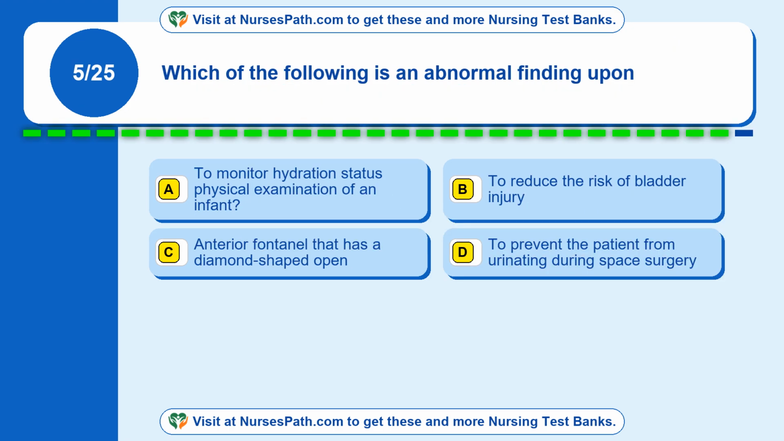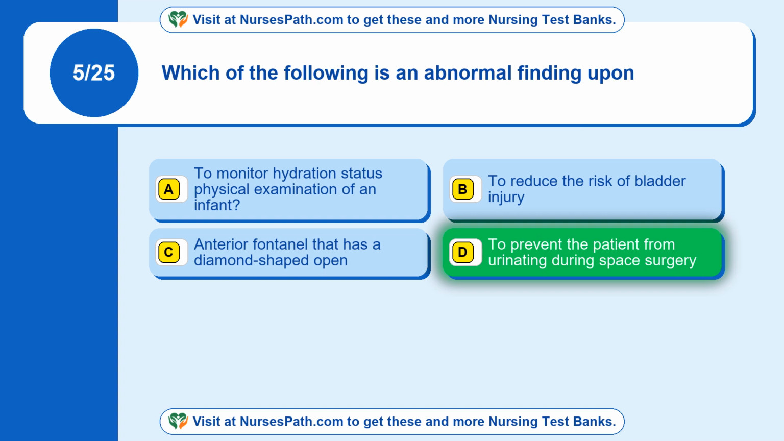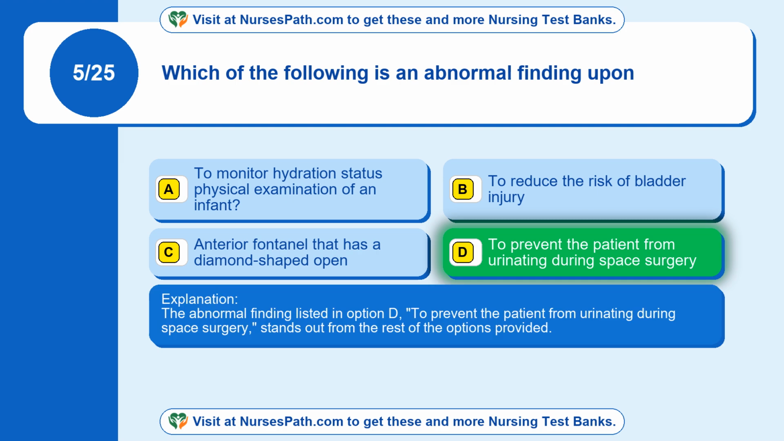Question 5. Which of the following is an abnormal finding upon physical examination of an infant? Option C. Anterior fontanelle that has a diamond-shaped open space. Option D. To prevent the patient from urinating during surgery. The correct answer is option D. The abnormal finding listed in option D stands out from the rest of the options provided.